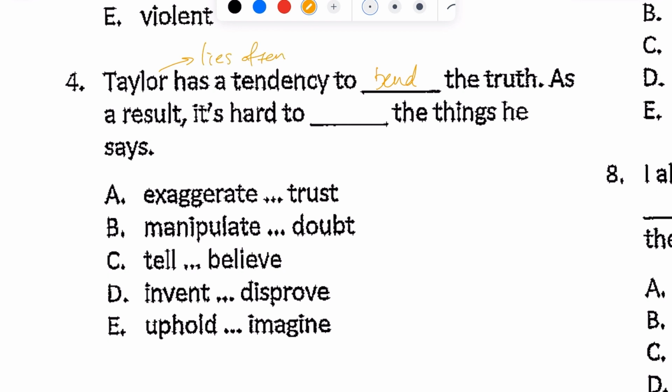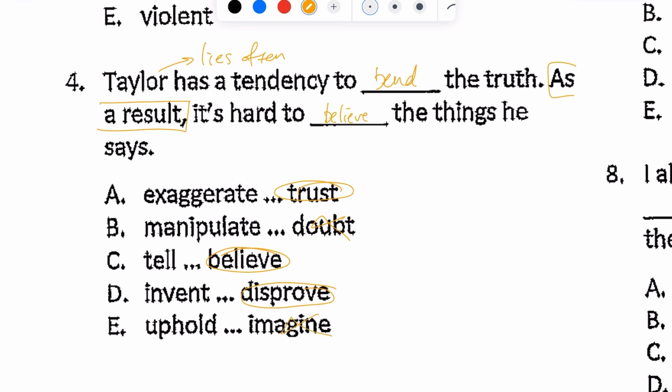And because of this, as a result, signals supporting evidence. So as such, it's hard to believe the things that he says. So here we can see it's hard to believe is okay. Doubt wouldn't work, trust would be okay too. Disprove could be okay. And then imagine, it doesn't really work. You're not really imagining the things that he says.